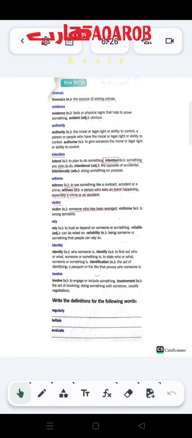Intentional is the adjective of the word intention, which means the opposite of accidental. Intentionally is the adverb. What's the meaning of intentionally? It means doing something on purpose. So we have the verb of intention, which is intend, the noun intention, the adjective intentional, and the adverb intentionally.